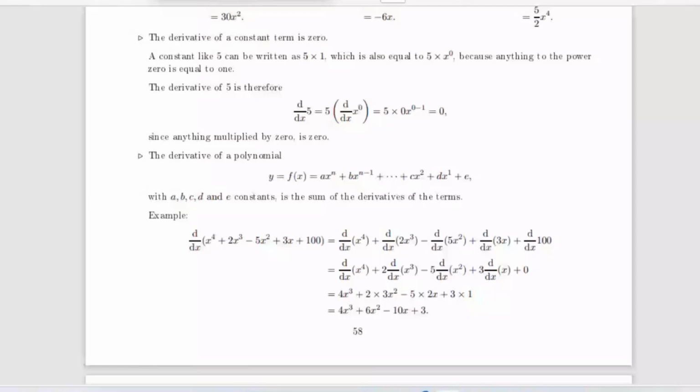Now I'm asking the derivative of x to the power 1. What is it? Since it's 1, it's 1. So there's only one x, so it's 1.